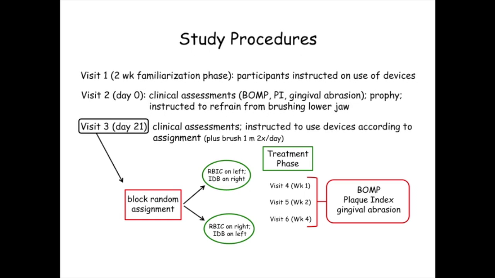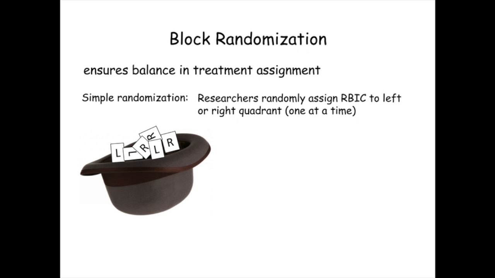Clinical measurements were taken at each of the next 3 visits, and patients were asked their opinion on the devices at the final visit. Block random assignment was used to determine quadrant assignment. This is an excellent way to achieve balance in group assignment. In simple randomization, the rubber bristle device would have been randomly assigned to a quadrant in a consecutive manner, with the nylon bristle device going to the other quadrant. This would be like writing left or right on pieces of paper, placing them in a hat, and then drawing them out one at a time, returning them to the hat before drawing again.